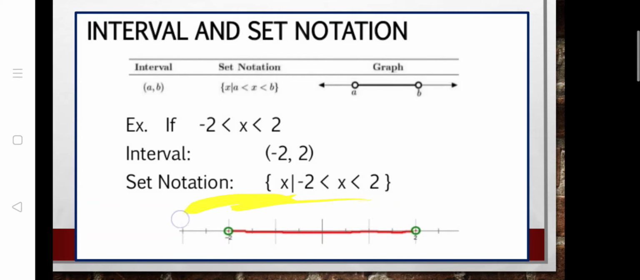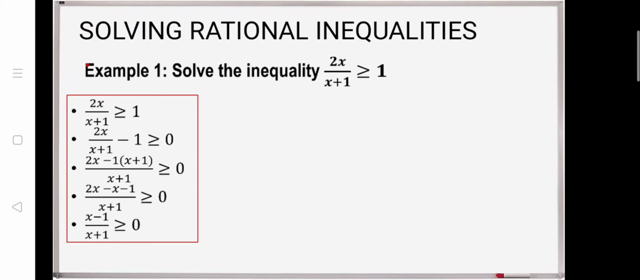So in the graph, we have this illustration. Suppose this is negative 2 and we have an open circle to denote that it is not included. And here we have positive 2 and an open circle to denote that it is not included. And we will shade this part between negative 2 and positive 2 to denote that these are the solutions for our inequality.